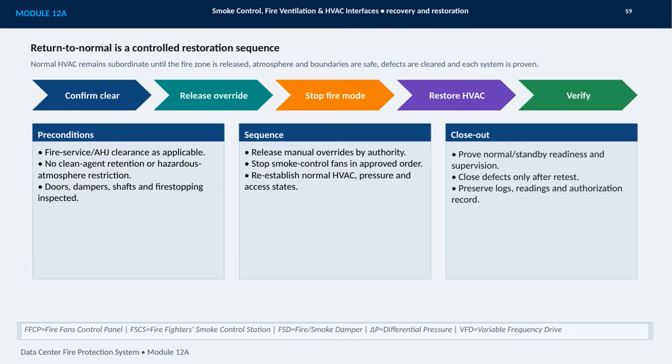Any defects remain open until they have been retested and cleared. Finally, preserve the logs, readings, and authorization record so the restoration can be demonstrated later. This sequence applies across the FFCP, FSCS, fire and smoke dampers, differential pressure controls, and variable frequency drives. The objective is a safe, documented return to normal, not simply turning systems back on.